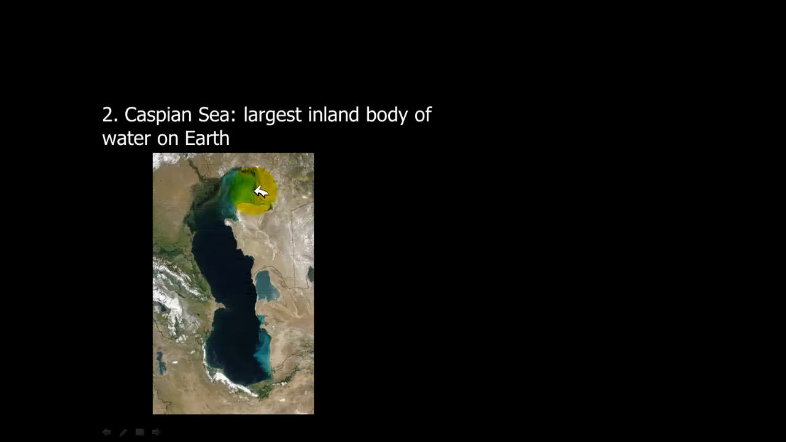The Caspian Sea is the next sea that we'll discuss, and it is actually the largest inland body of water on the planet. So the Caspian Sea, if you remember, is north of Iran, and bam, this is the Caspian Sea. This is an aerial shot of the Caspian Sea. Iran is to the south of it, and it is the largest inland body of water on Earth.